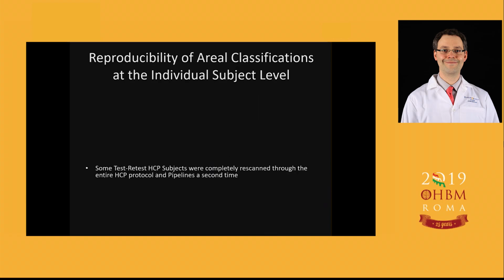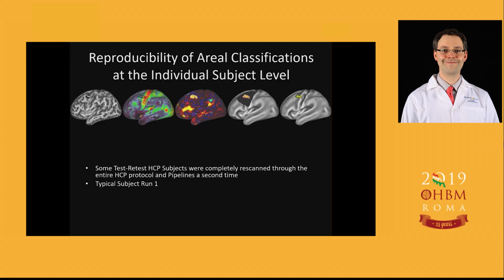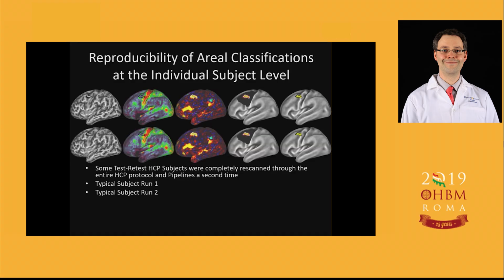And so what does this look like at the individual subject level? Some HCP subjects were scanned and analyzed through the whole pipeline twice. So here's an example subject. We've got folding, myelin, language network connectivity, and here's the output of the areal classifier. Again, the outline is the group 55B, and we can see very nicely this here is the final output of the classifier, and that's the probabilistic output. Very nicely finds 55B in the expected location. If we do it all again, it finds the same thing.